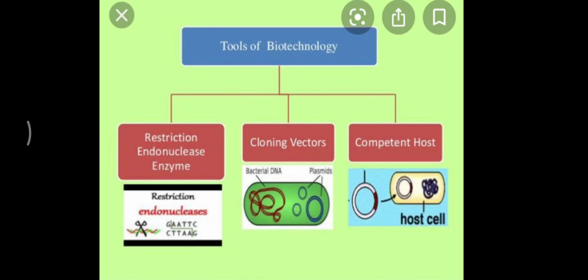Okay, children, so this is all for the day. This is a 3-mark question in your CBSE board exam: how the host cell is made competent, or how the bacterial cells allow the recombinant DNA to enter into them. So, there are 4 methods that we have discussed. First was the heat shock method, the second was the gene gun or biolistics, the third was microinjection, and the fourth was electroporation.